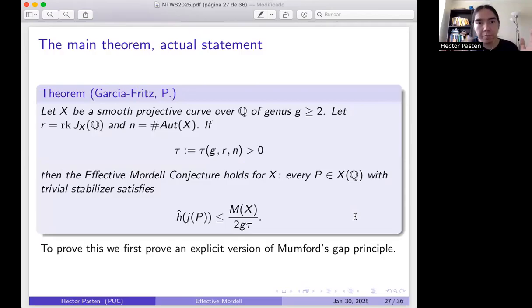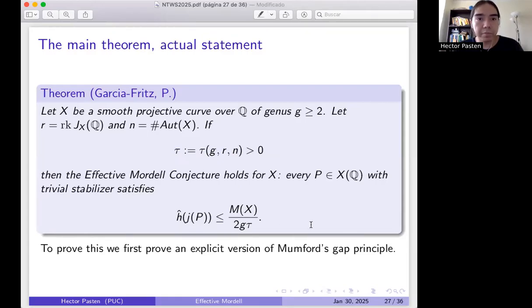And finally, here's the theorem. You take X, a smooth projective curve of genus at least 2. Little r is the rank of the Jacobian, little n is the number of automorphisms. And if the tau invariant coming from spherical codes is strictly positive, then every rational point with trivial stabilizer with respect to the automorphism group satisfies that the canonical height is bounded by this invariant capital M divided by 2g times tau, the same tau that we had from spherical codes. And this makes sense because tau is positive.